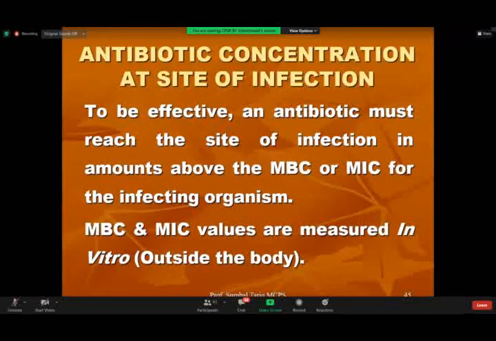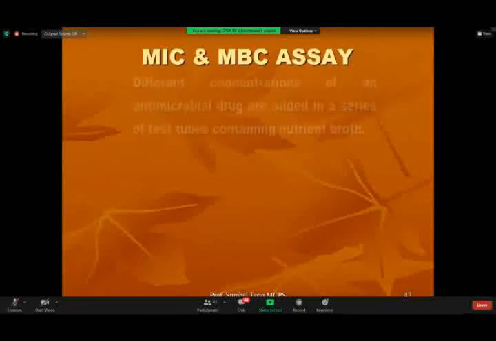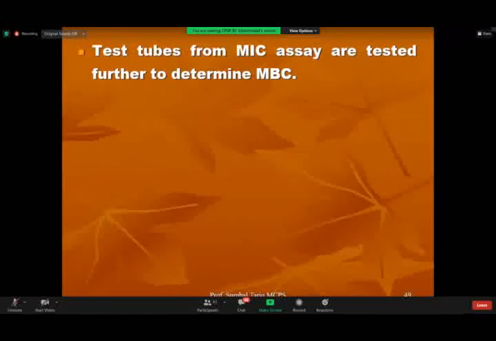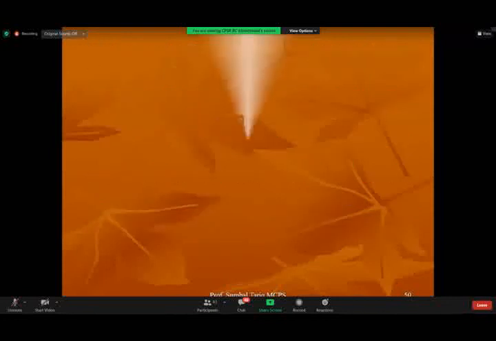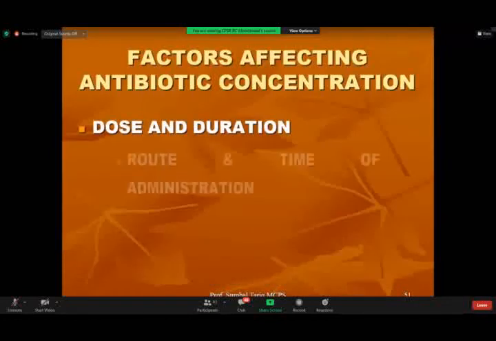Antibiotic concentration at site of infection is very important. To be effective, antibiotic must reach the site of infection in amounts above the minimum bactericidal concentration or minimum inhibitory concentration for the infecting organism. ठीक है, so we'll go on. I think from here to these are the definitions of the minimum inhibitory and minimum bactericidal and how to see them, and these are for you कि आप बाद में you can go back and have a look at them.